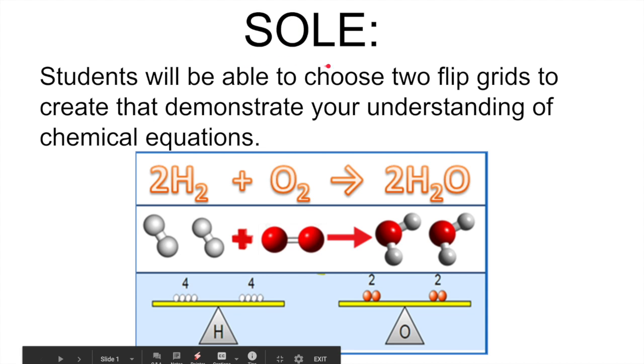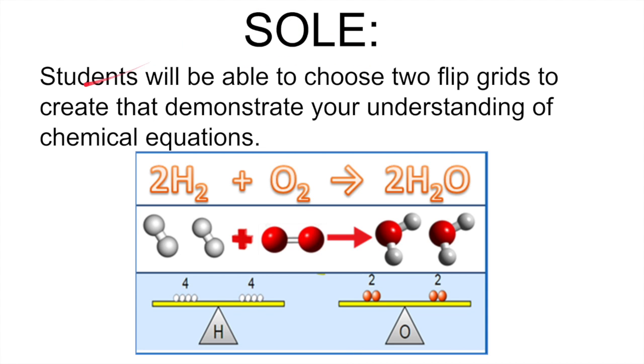During your student organized learning environment, or SOL, today, students will be able to choose 2 Flipgrids to create that demonstrate your understanding of chemical equations. A chemical equation looks like this. It's a representation of what happens when chemicals combine and have a reaction.